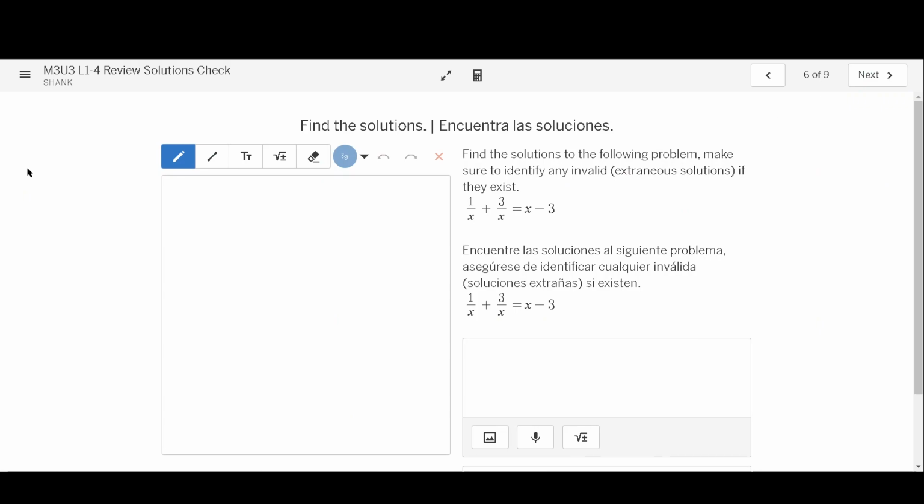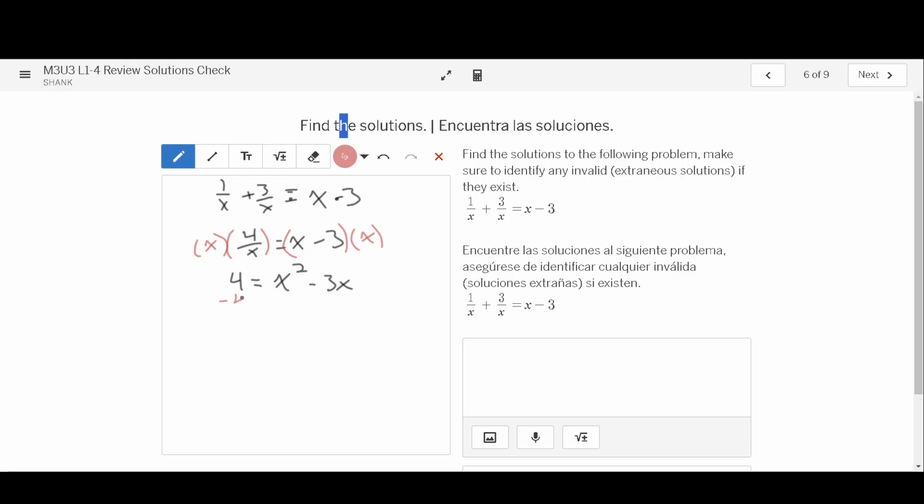Now we have some rational functions. So let's say something like this. We have 1 over x plus 3 over x equals x minus 3. Make sure to graph those out. Again, I can add these two together since they have the same denominator. So this is going to be 4 over x equals x minus 3. Multiply both sides because I'm trying to get x on one side. So I have to multiply both sides by x. Then this is going to be 4 equals x squared minus 3x.